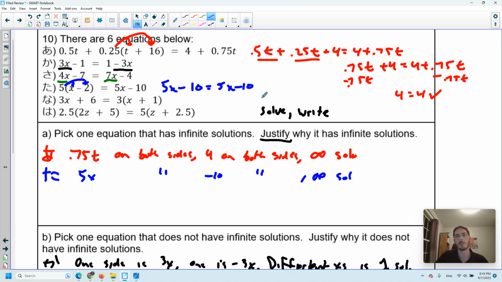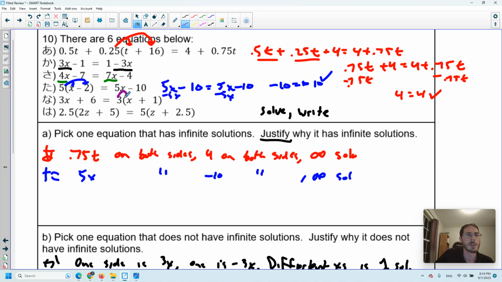If you want to go and take the solving method, here, since we've got 5x minus 10, we'd have to do minus 5x both sides to get negative 10 equals negative 10. And once I've shown that all the x's dropped out and I have the number equals itself, it's an identity, so I can then say that's infinite solutions. So if I want to justify, that's where I have to get to if I'm going to do the equations.